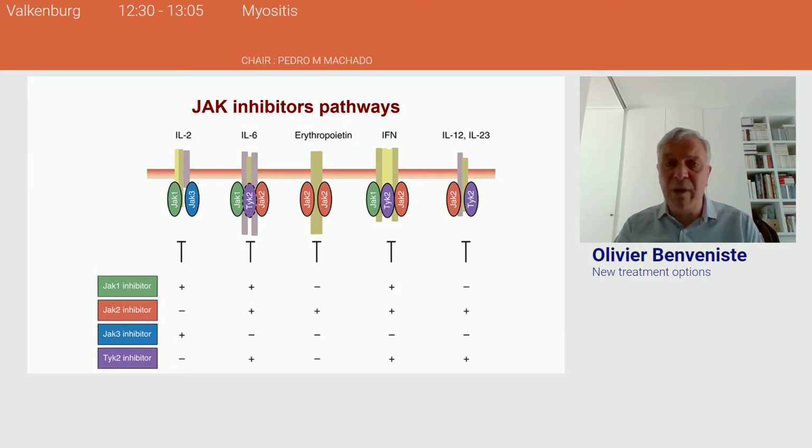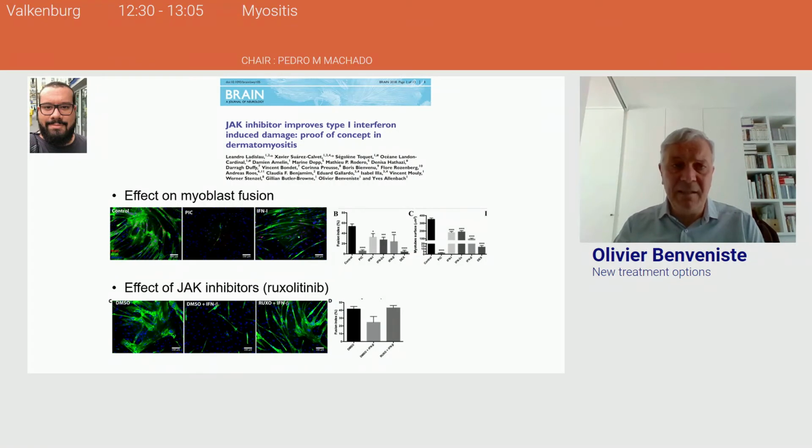You have different ways to do that. First, you can use one monoclonal antibody against interferon, but there are at least 13 different interferon alpha, so that is difficult. You can block the receptor of the interferon, or downstream, you can block JAK1 and JAK2 that permit the translocation of the signal to the nuclei of the cells. And this is why we first tested in vitro, and Leandro did that in my lab, the effect of JAK inhibitors on one in vitro system of muscle culture.